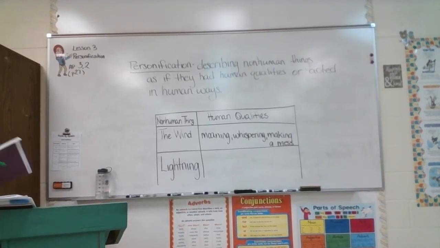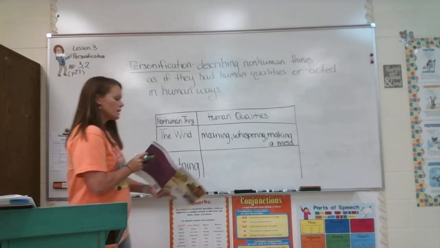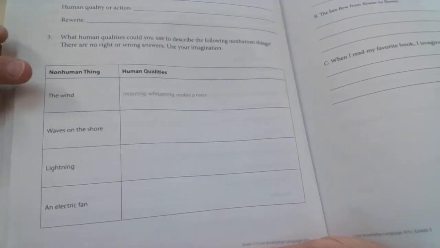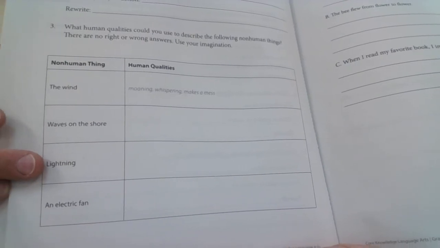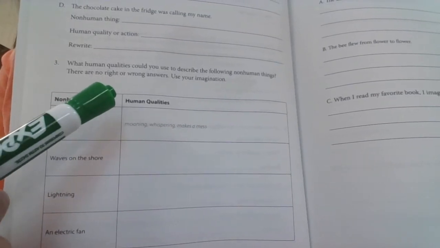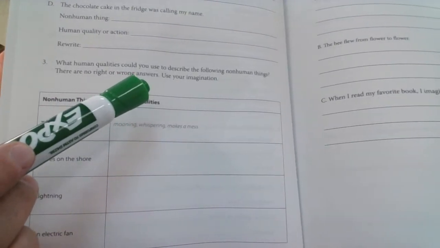All right, this next part that we're going to work on is on page 28 in your book. It's the chart down here at the bottom. Now, I've copied the first line of the chart onto the board, and I'm going to show you some things that you can include with lightning, but please note that it does say up here that there are no right or wrong answers.